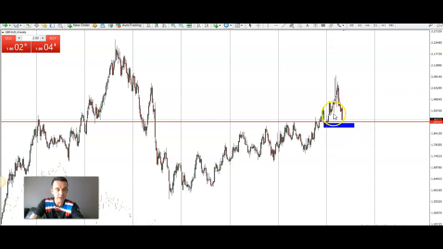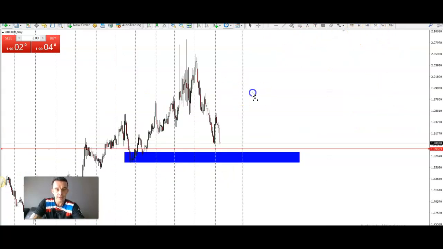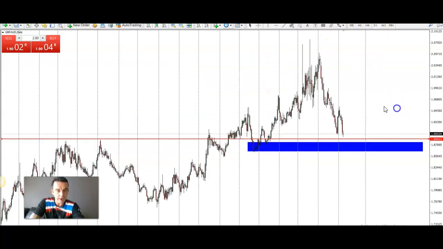Okay, it's taking out this one here and it's moving down towards this area here. Okay, you can see this weekly support here. Said it once, twice, so this is going to get some sort of reaction here. Okay, and just zooming in, we'll zoom in to see where we want to get our entry.